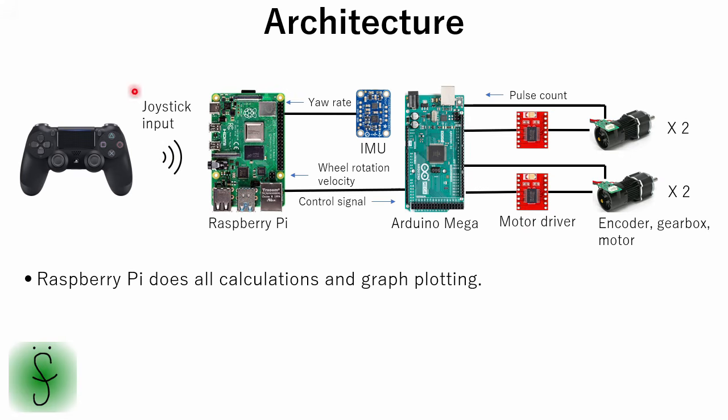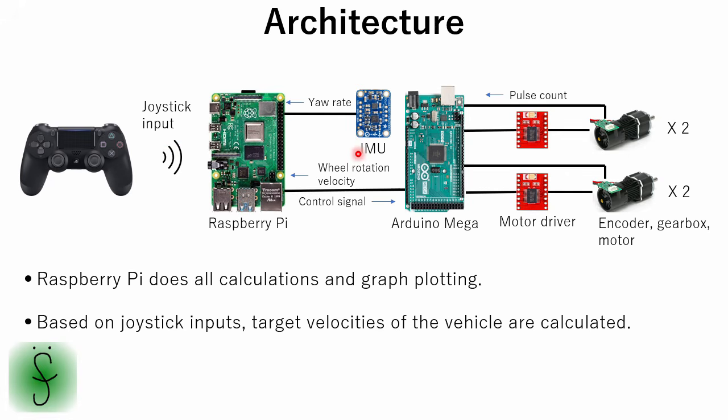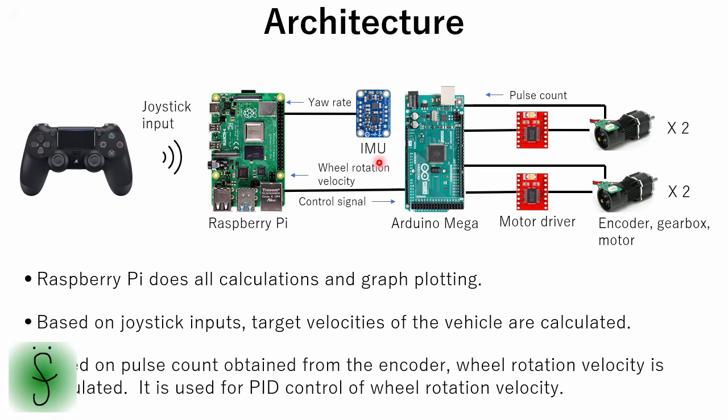Raspberry Pi receives joystick inputs from DualShock controller, and current yaw rate from IMU. Joystick inputs are converted to target translational velocity and yaw rate of the vehicle. Using PID control, corrected target yaw rate is calculated to match target yaw rate obtained from the DualShock controller. Raspberry Pi also receives current wheel velocity from Arduino via serial communication. Based on the difference from target wheel velocity, output signal is calculated for the motor driver.